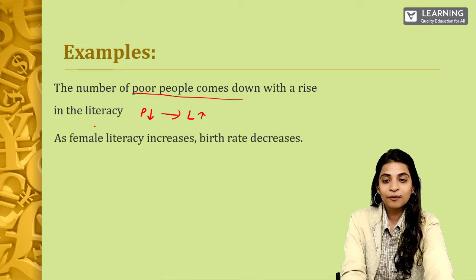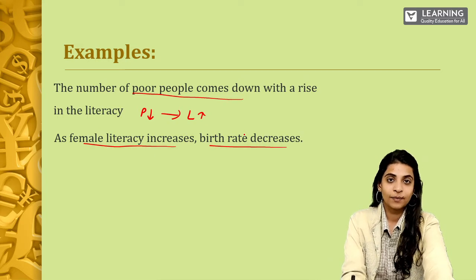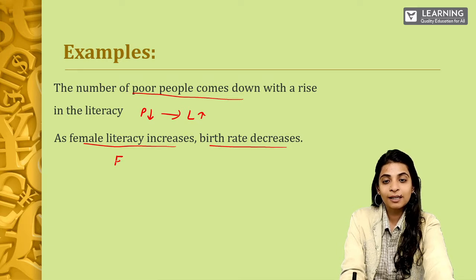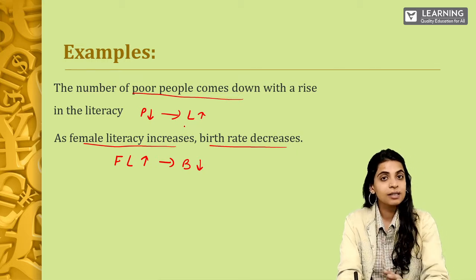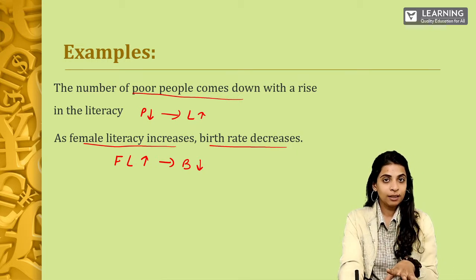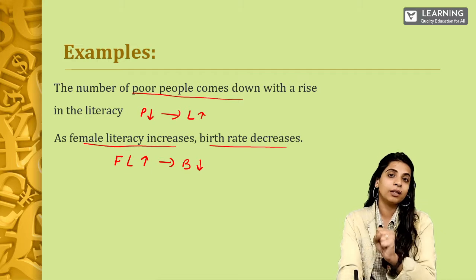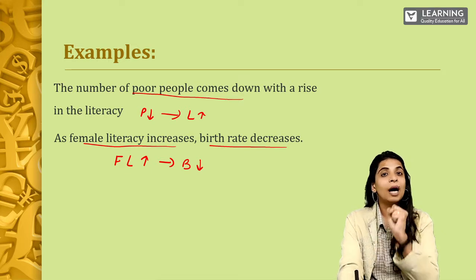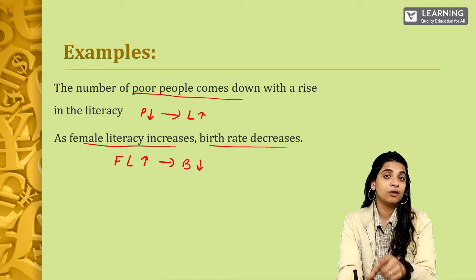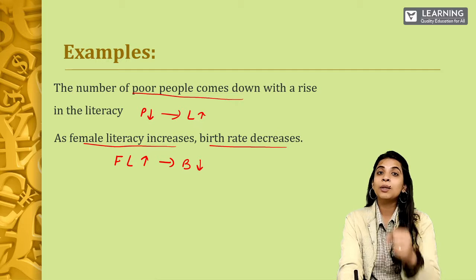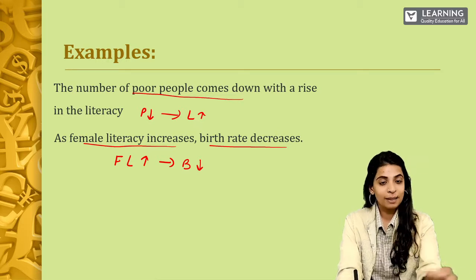Then female literacy increases, then birth rate decreases. So if females are literate and it increases, then birth rate decreases, because girls and women are educated, and they are spreading the word to others also, how important it is to control birth rate, and how important it is to control population from increasing, because we know that resources are very limited.